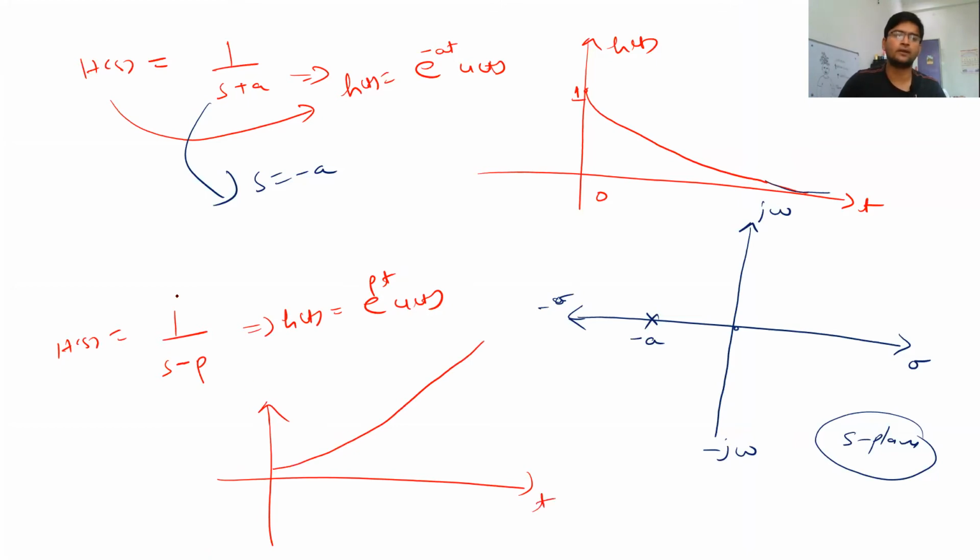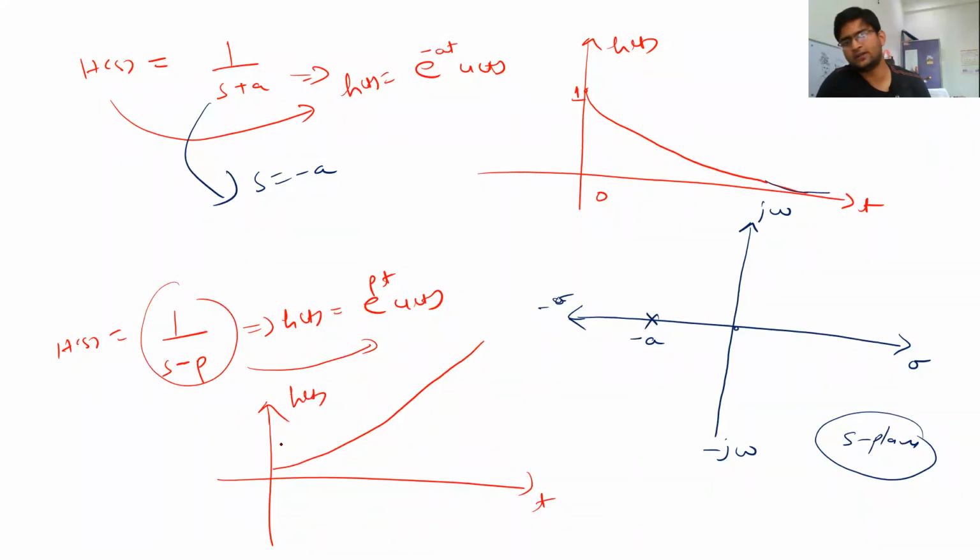If you take the inverse Laplace of this function, you will get e to the power pt u(t), which is going towards infinity as you increase the time. So is this function stable or unstable? It is definitely an unstable function, because the response is going towards infinity. So where do you represent the pole? s equal to p. This is your pole.